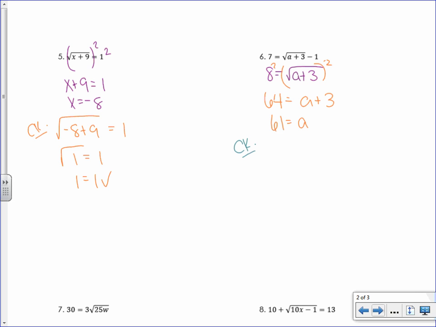And now let's check in the original. So 7 is equal to the square root of 61 plus 3 minus 1. That's really the square root of 64, and the square root of 64 is just 8. So you get that 7 equals 7. Woohoo!